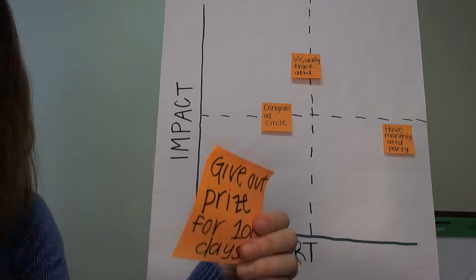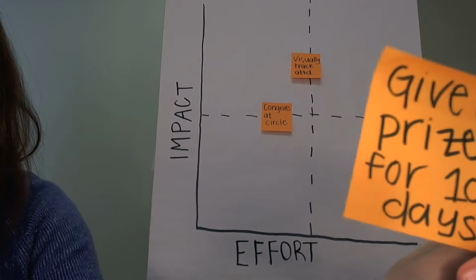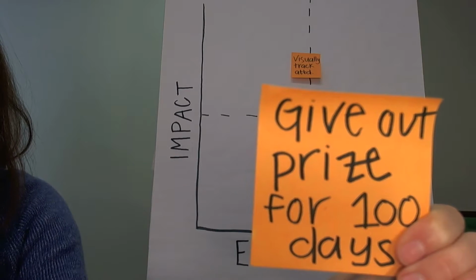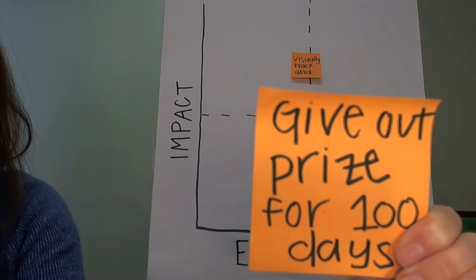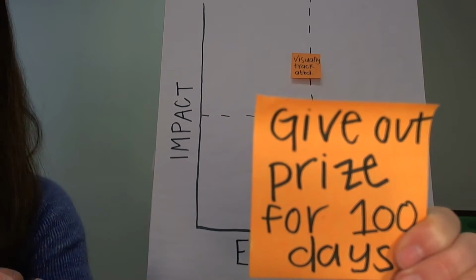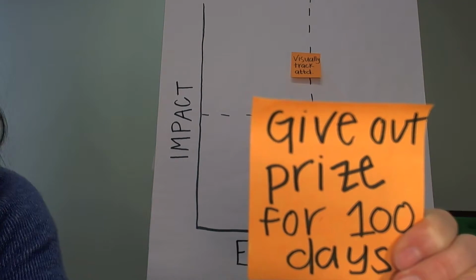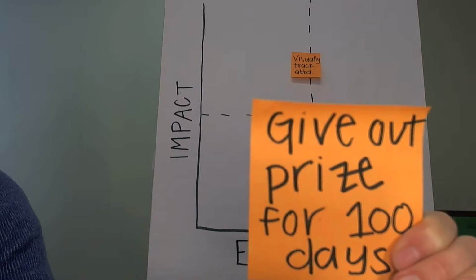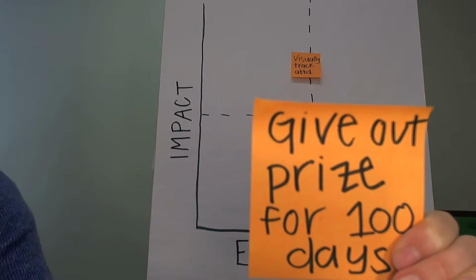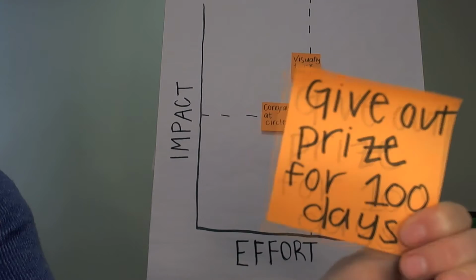Then somebody suggests, well, I worked at a program once that gave out a prize for attending a certain number of days. So I would suggest if you're using the sticky note, maybe be more specific. So is the prize a t-shirt, or is the prize a popsicle? Because that would have a different impact. But let's give the example.